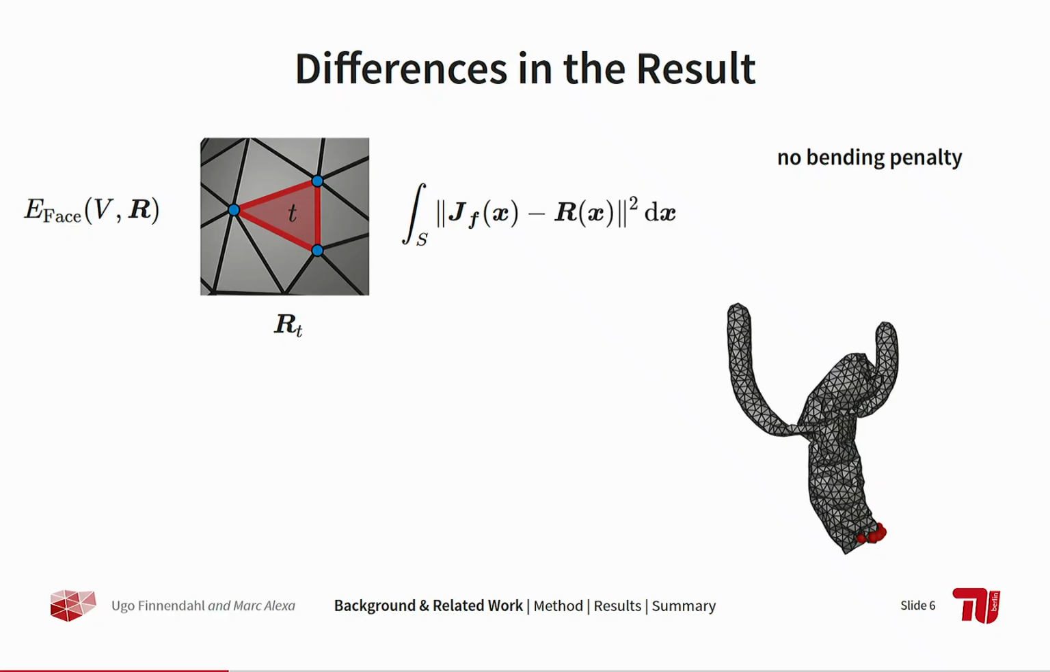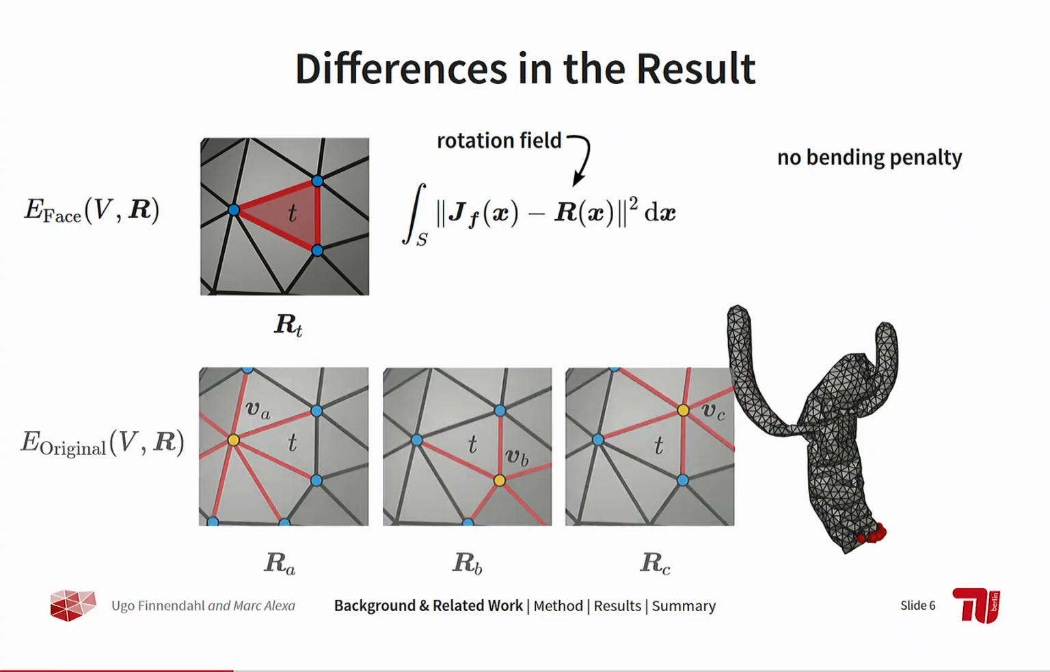So we have a rotation per triangle, which means that we have some kind of rotation field in the continuous setting. And two neighboring triangles can have completely different rotations because there is no constraint on the rotation field. And this was not possible in the original ARAP, as each triangle is considered in 3 different optimal rotations of the neighboring vertices. And this overlapping influence leads to a bending penalty.